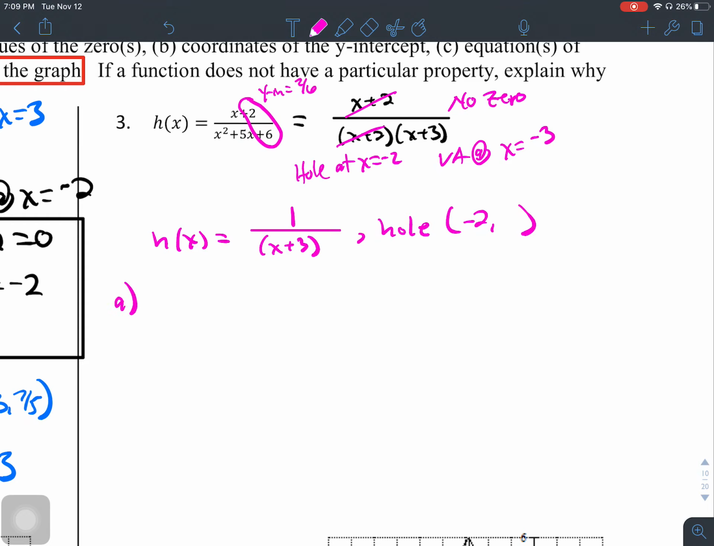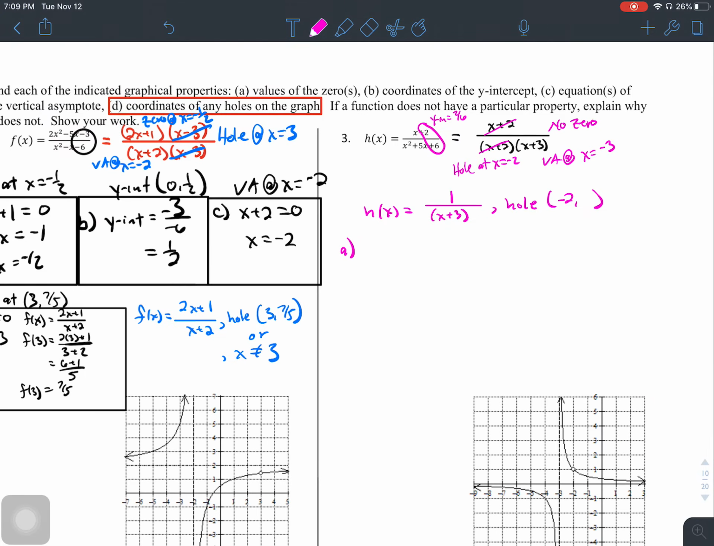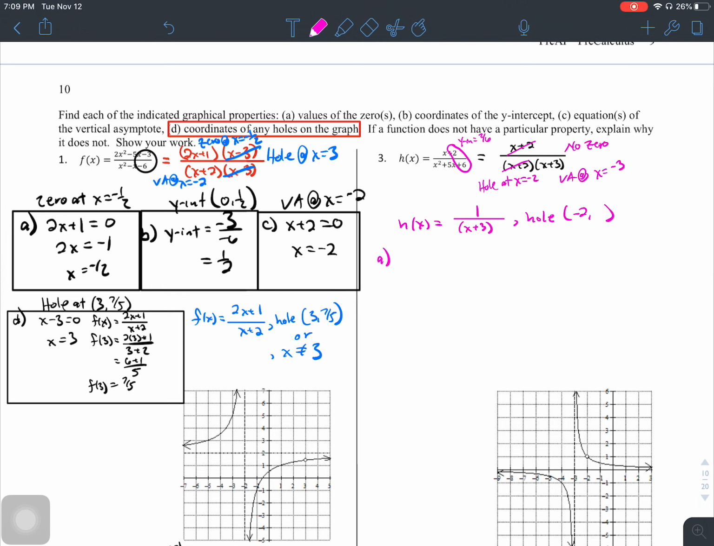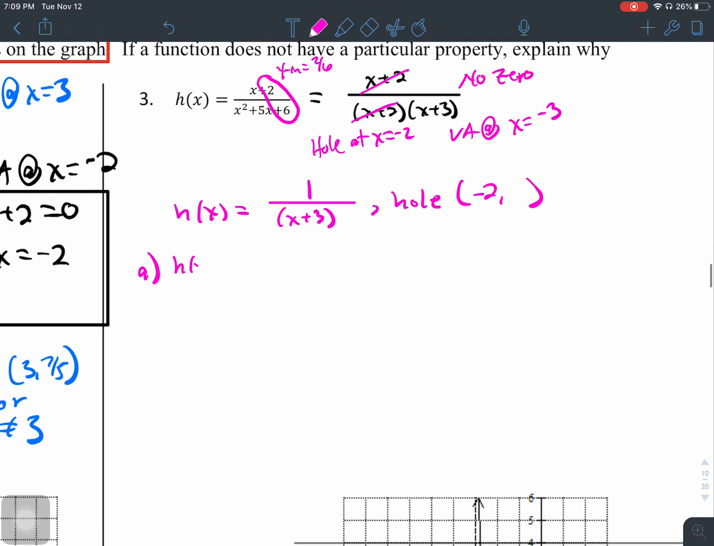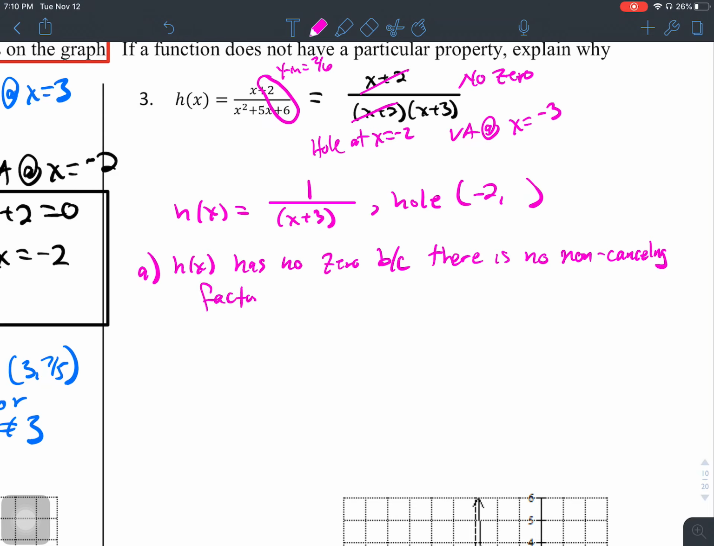Part A, zeros. We do have to explain because it says if a function does not have a particular property, explain why it does not. So h of x has no 0 because there is no, there's a lot of double negatives here. There is no non-canceling factor in the numerator. I was going to get away with not explaining for this one, but I'm going to have to.